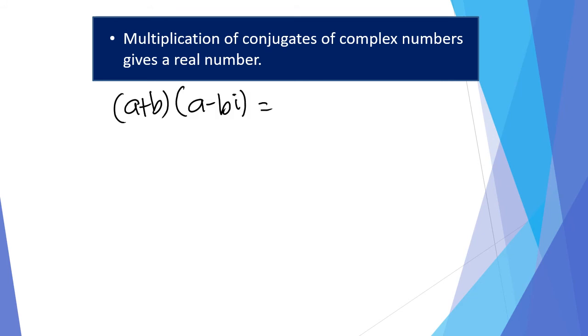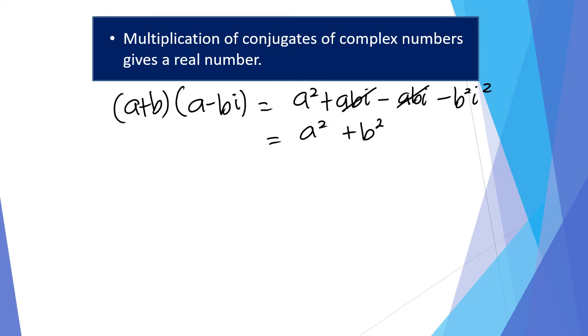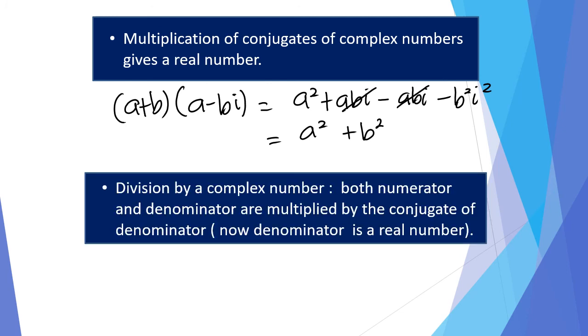So let's say a plus bi is a complex number and a minus bi is its conjugate. We multiply these two, we will get a squared plus abi minus abi minus b squared i squared. So we can cancel out these two abi. What we will have as the result is a squared plus b squared, where both are real numbers.